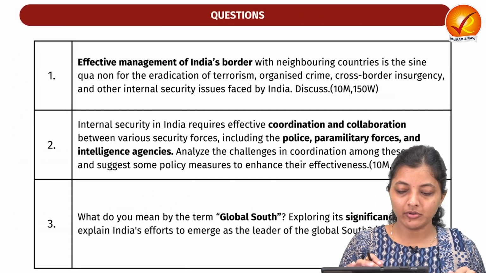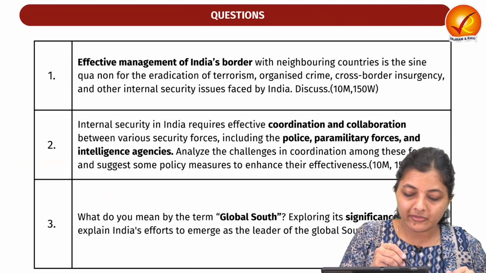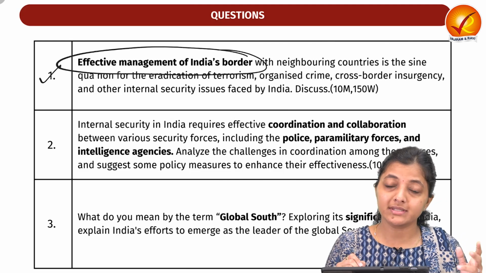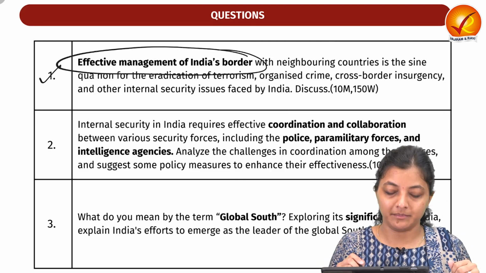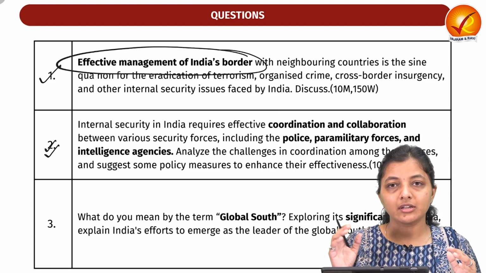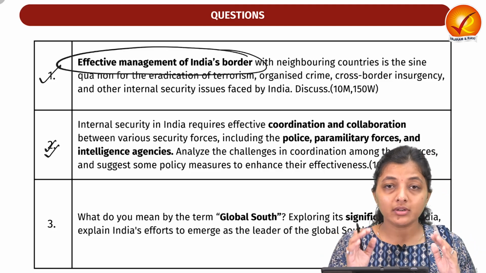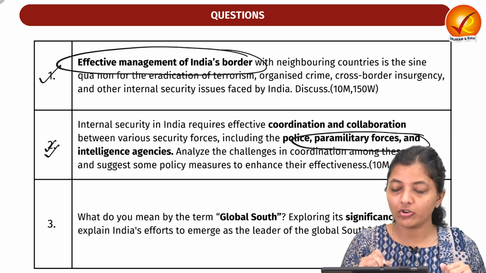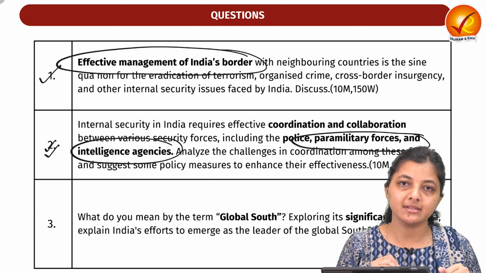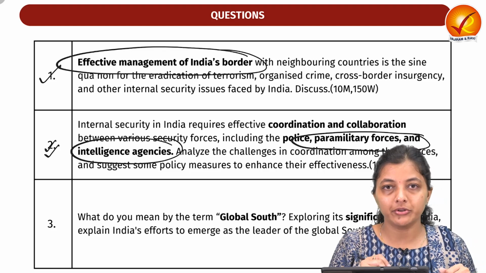Let's take an overview of all the 3 questions. First question is related to the effective management of India's border. What is the requirement and how can this be done? The second question is related to the coordination and collaboration efforts, or the requirement, between the different security agencies like police, paramilitary forces and intelligence agencies to ensure the internal security of India.